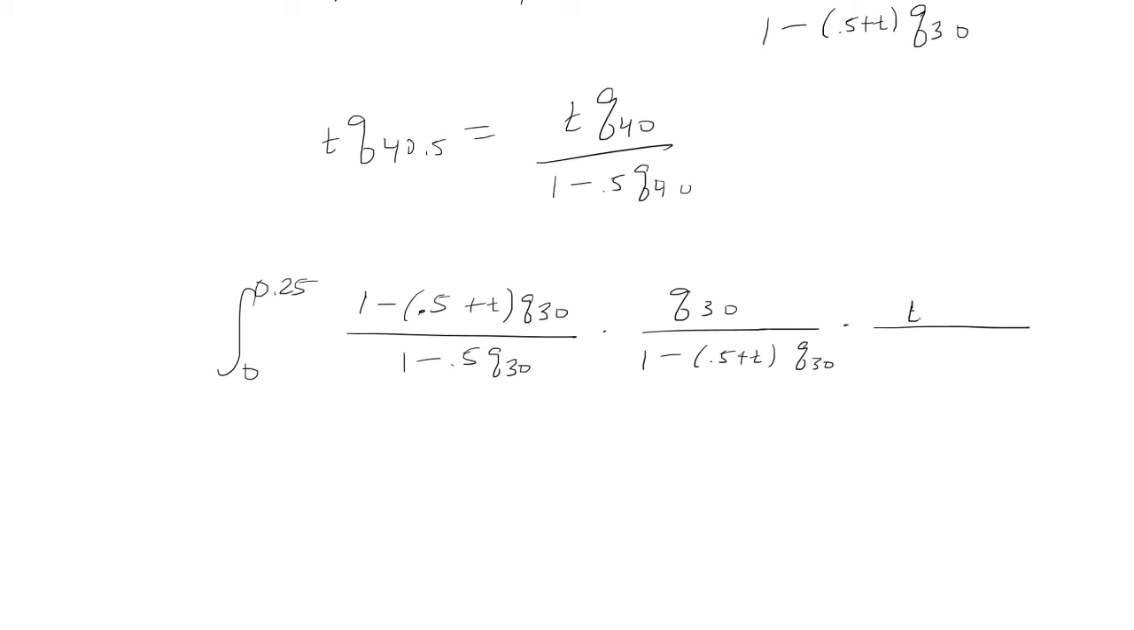which is t times q40 over 1 minus 0.5 times q40 dt. Okay, so now I'm going to cancel out these two, and I'm just going to plug in what was given. q30 we said was 0.4, and then q40 is 0.6.